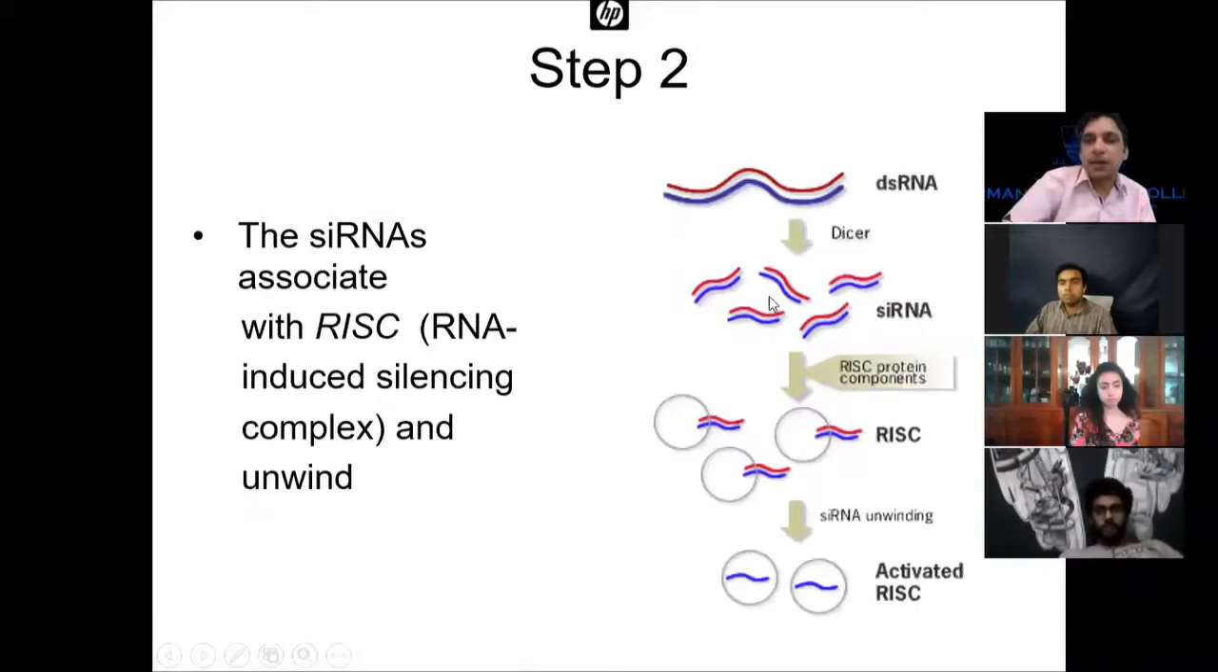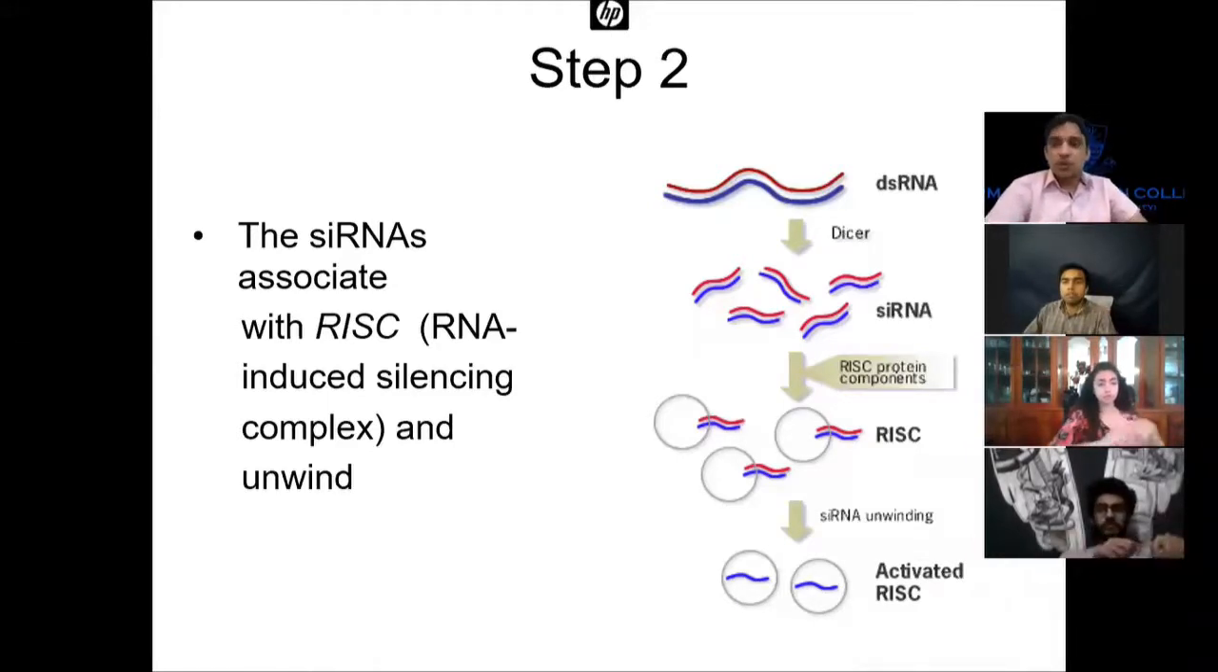Once they are 21 to 23 base pair small interfering RNAs, they are loaded onto another system which is called RISC, the RNA Induced Silencing Complex. It's a common name. Since it's a complex, it is made up of different proteins. Okay, it's a complex, so it is not one protein, it's a combination of different proteins.